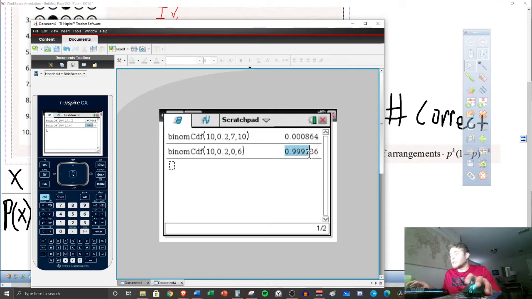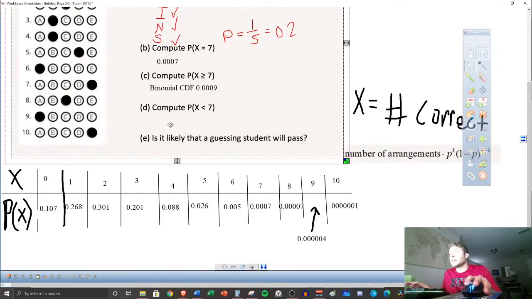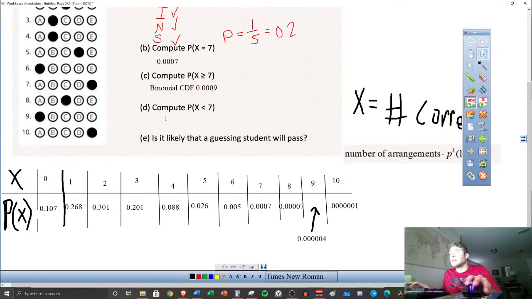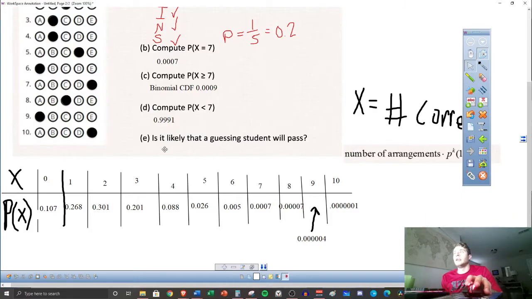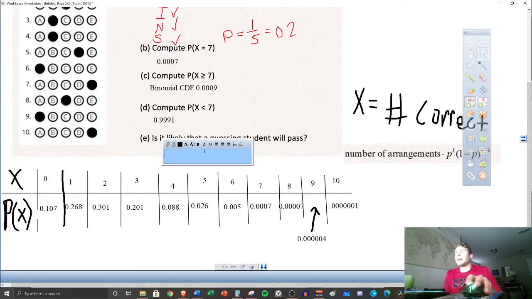And I'll even do 4 decimal places on this one. Probability of failing is 0.9991. And E says, is it likely that a guessing student will pass? It is very unlikely. Very unlikely that you're going to pass. 0.09% chance. Okay, that is not a good chance.